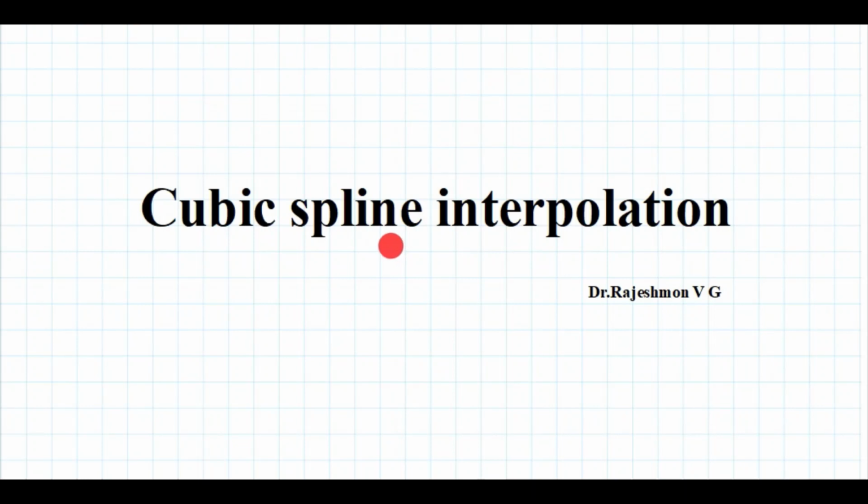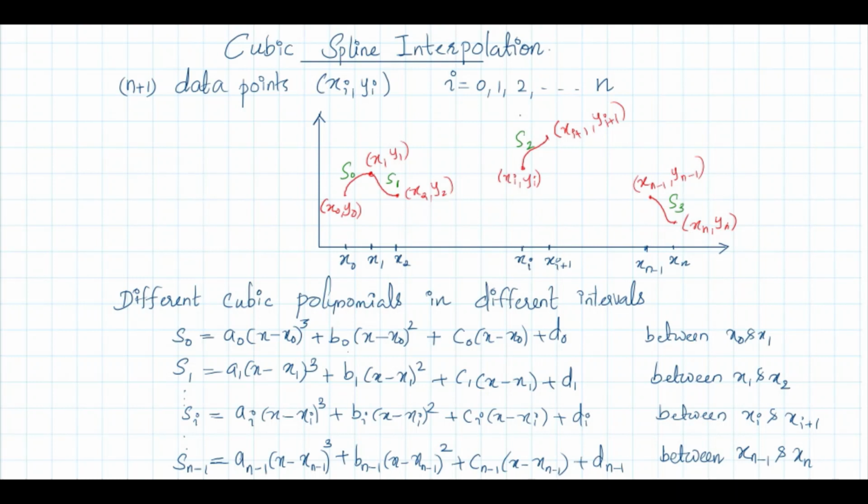Today I am going to explain the topic cubic spline interpolation. This is a topic from computational physics and this is for postgraduate students. Now, what is interpolation? Suppose you are given n plus 1 data points xi, yi. For each value of xi, you have a unique yi where i can take values 0, 1, 2, etc. up to n. That is, starting from x0, y0 to xn, yn, there are n plus 1 data points.